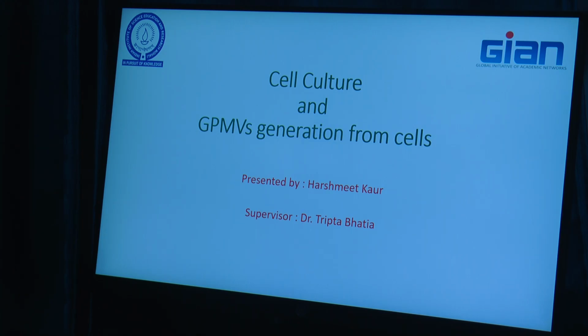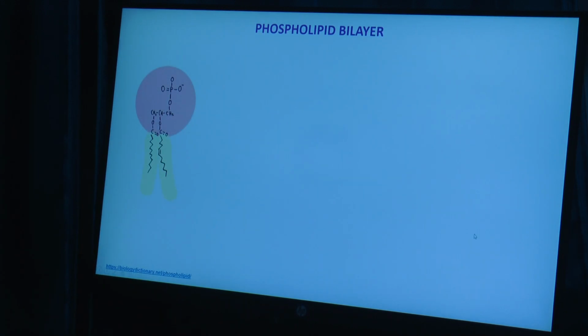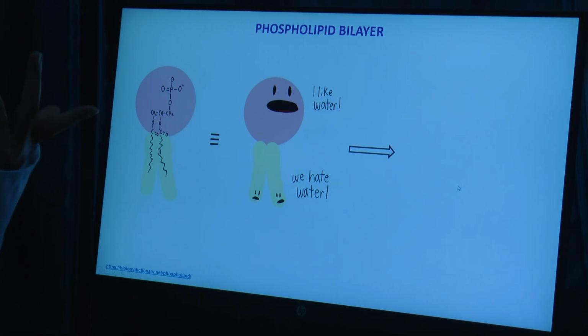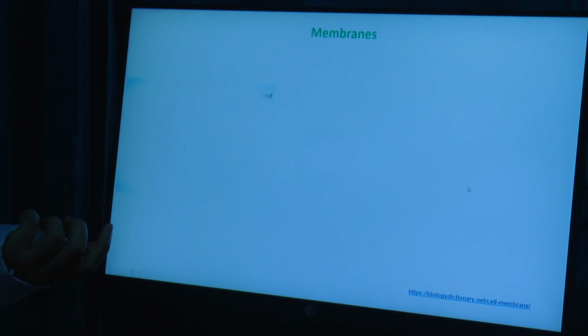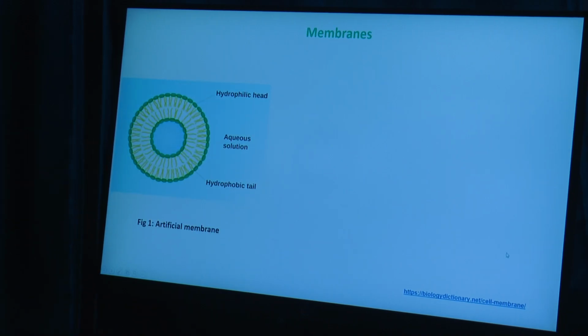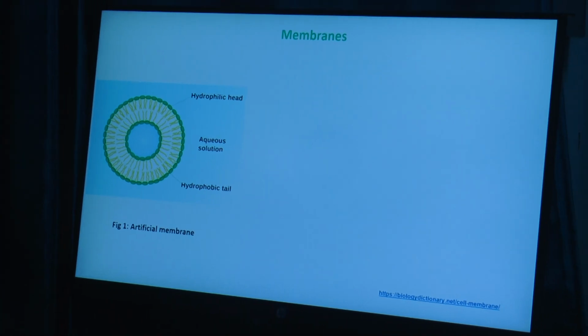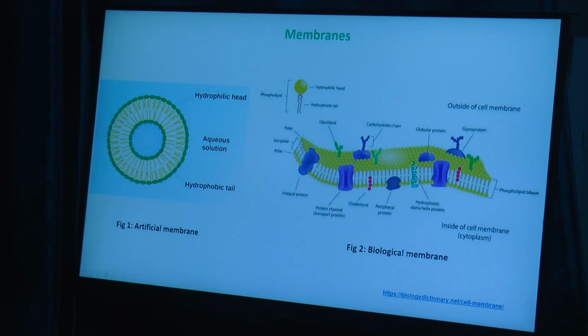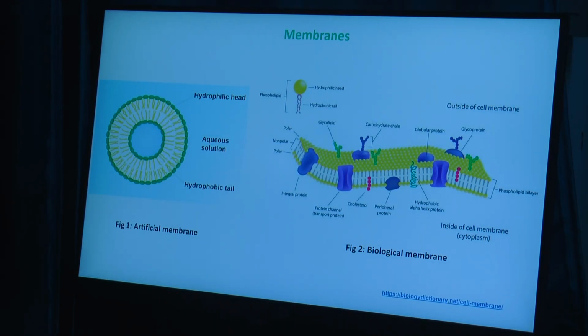The basics, like the phospholipids, sir has already told you about, so I don't need to explain that again. In our lab we usually prepare vesicles with phospholipids. When we add water to these phospholipids, they generate the bilayer. With this bilayer, one of the systems we get is the bilayer vesicles, liposomes, which you prepared yesterday.